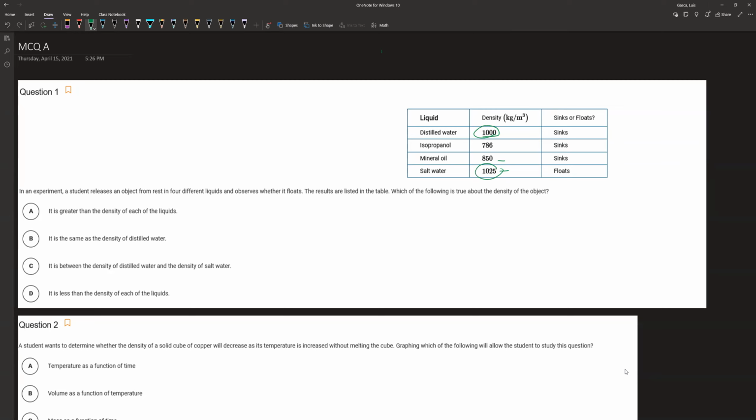All right. So if we look at this, it looks to me like C is our best answer. It is the density is between that of distilled water and the density of seawater. So, bam. Okay, let's go ahead and look at number 2 now.